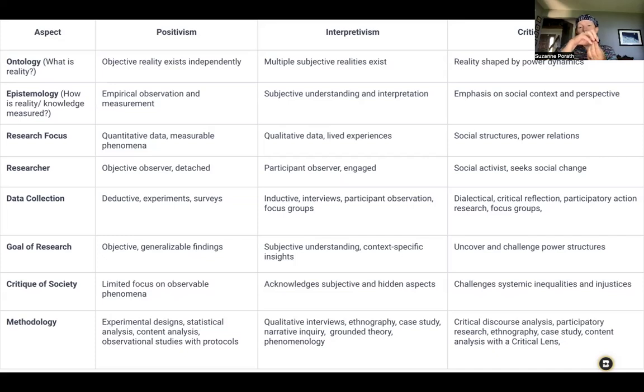So even though they have a reality, that reality is very much influenced by the social context. And so that needs to be taken into consideration. So with a research focus for those theories under positivism, you're going to be looking at mostly quantitative and measurable phenomenon. And so the researcher is going to be objective and detached.